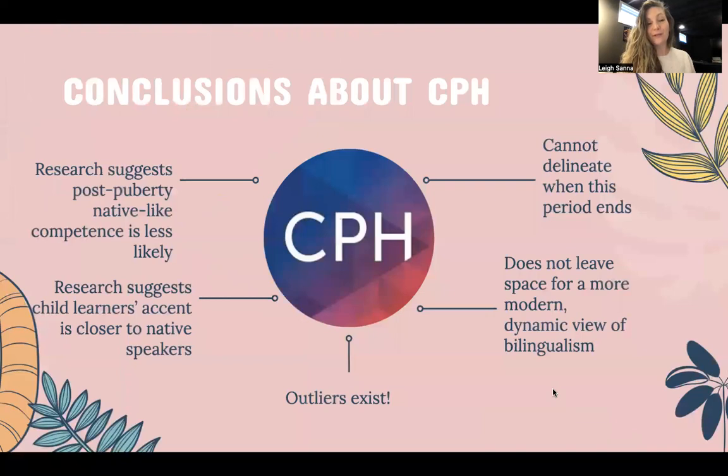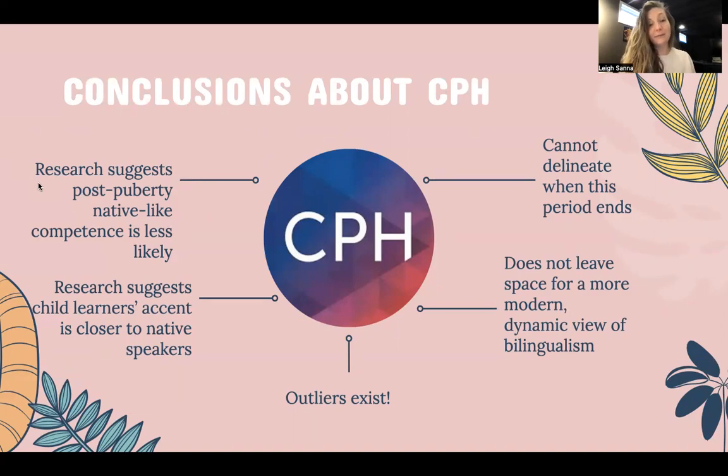So those conclusions I was talking about: we cannot delineate when this period ends. So it does seem like there is an age of easier language learning, but we can't put an age on it. Some have tried to put puberty on it. Some have tried to say the age of 9, when the brain is less elastic, but there are always outliers. There are always other cases that show us that those hard lines are just not hard lines. So we cannot say that there's a specific time when this period ends.